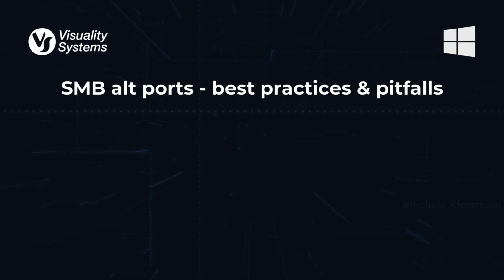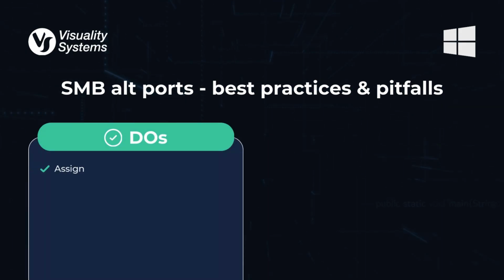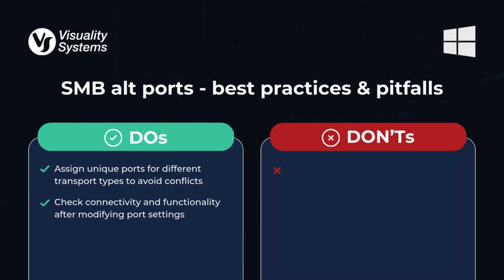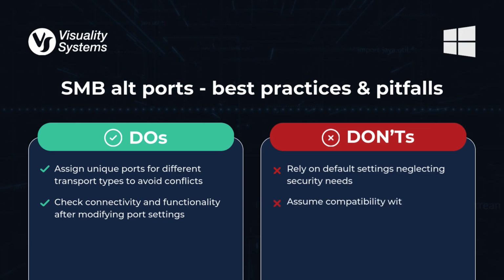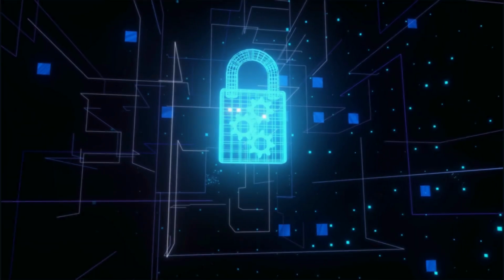When configuring SMB alternative ports, keep these best practices in mind. Do assign unique ports for different transport types to prevent conflicts and ensure smooth operation. Do verify connectivity and functionality after making any port changes to avoid unexpected disruptions. Don't rely on default settings without considering security requirements. Customizing ports can enhance protection. Don't assume everything will work seamlessly. Always test your configuration before deploying it in a production environment. Following these guidelines will help maintain a secure and reliable SMB setup.